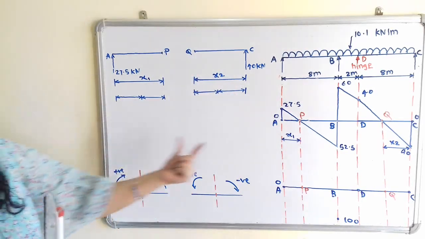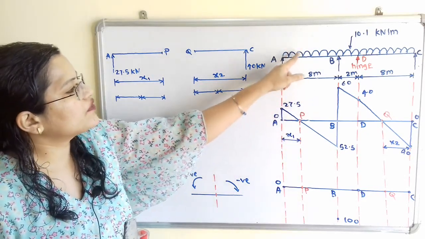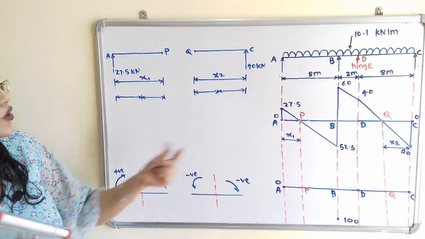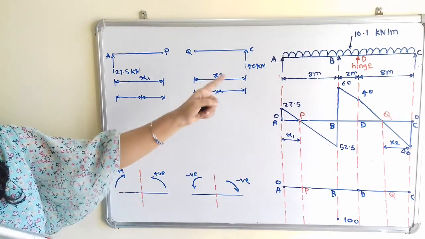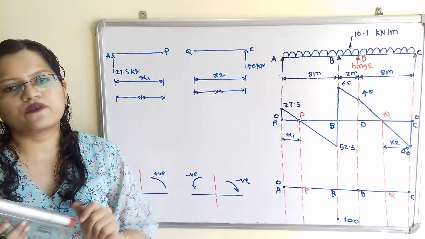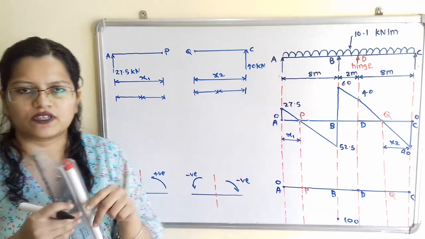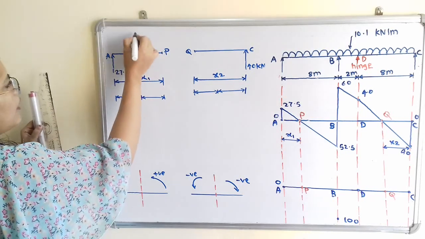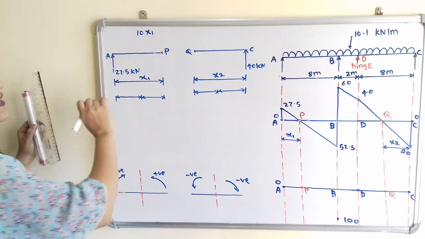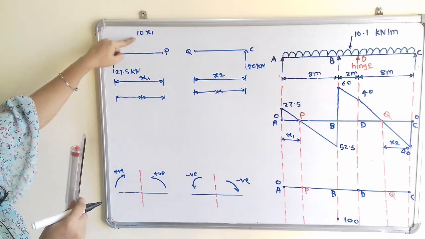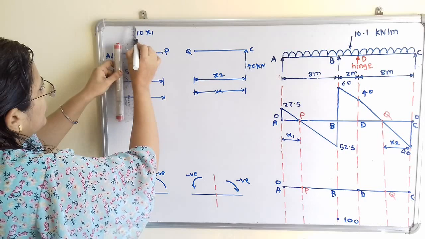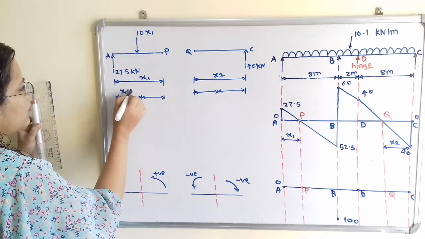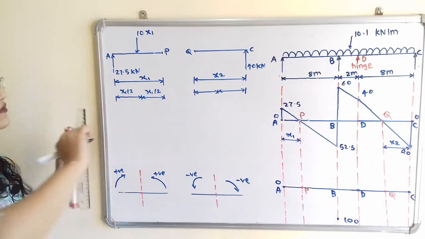Now if we observe this span AP, then here is a uniformly distributed load. So how to mention the total load over the span x1? It is 10.1 kilonewton for 1 meter. So total distance is x1, so total load is 10.1 multiplied by x1. So I will show here 10x1. Now the point of application of load is at the center point, so we have to show this x1 by 2 and here the remaining distance x1 by 2.